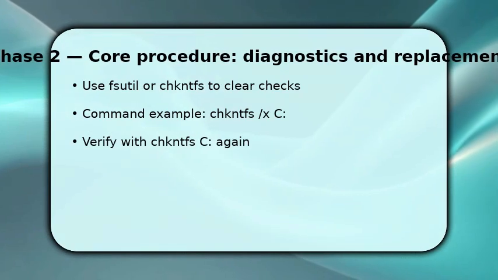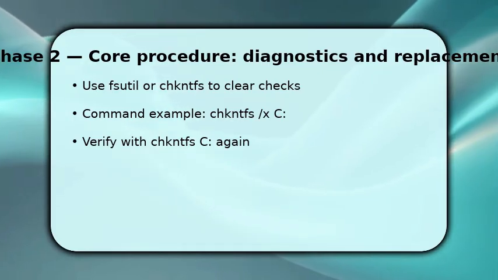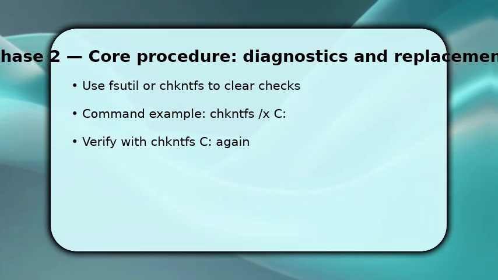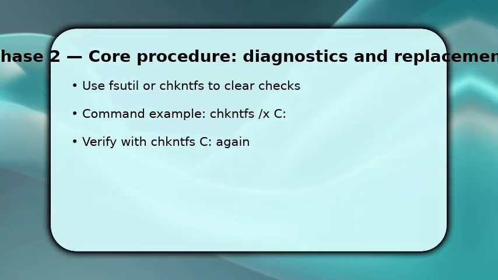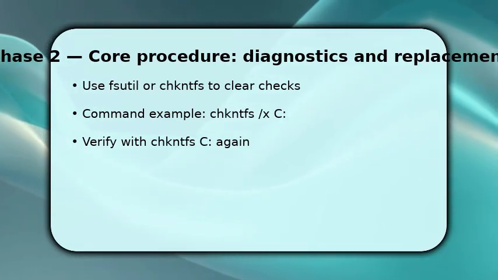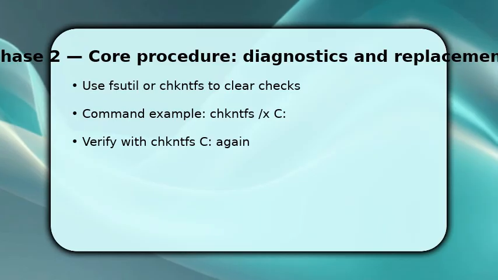Type chkntfs /x c: and press Enter to exclude drive C from automatic checks. This prevents chkdsk at startup. Alternatively, use fsutil dirty query C: to check the dirty bit, and if set, clear underlying issues before excluding.